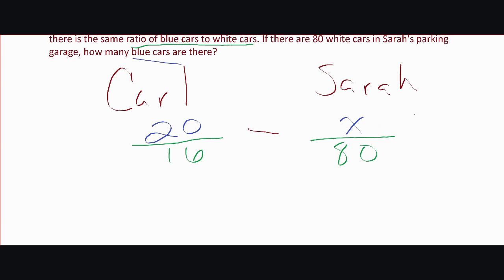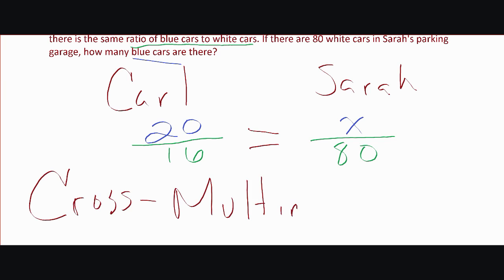In fact, there's a method that we can use to solve for this, and it actually uses our algebra skills to do so. And this method is called cross-multiplication. Now, I do not want you to confuse this with fraction multiplication, because a lot of people do this. A lot of people say cross-multiplication and fraction multiplication, oh, they're the same thing. They're not. Cross-multiplication says what we're doing is we're going to take the denominator of one fraction, the 80, and multiply it by the numerator of the other. We would do 20 times 80. And then we do the denominator of the other fraction, 16, which is the denominator of Carl's fraction, times x, which is the numerator of Sarah's.